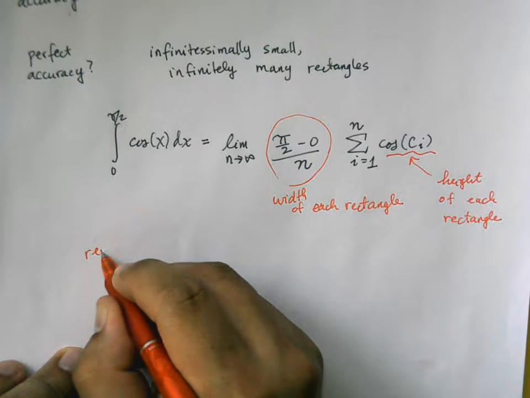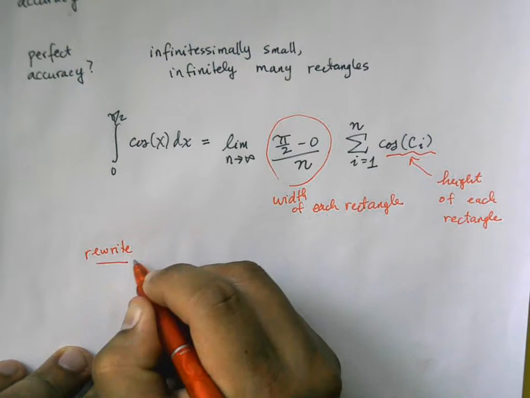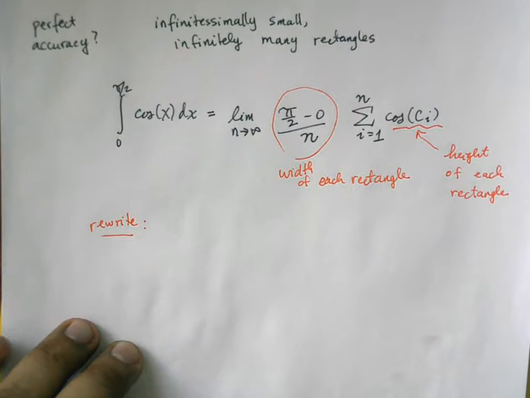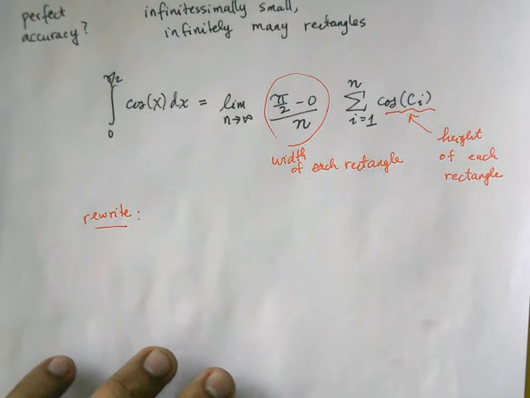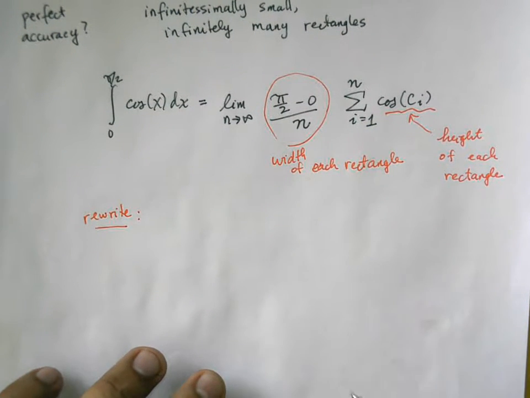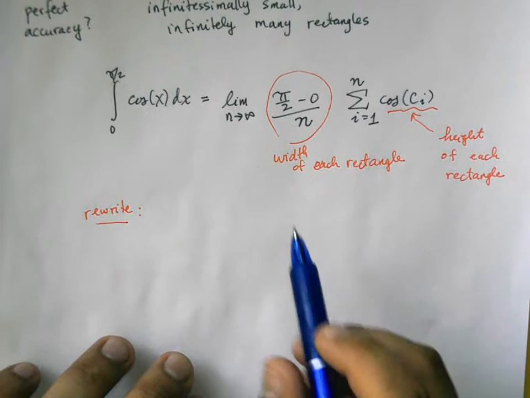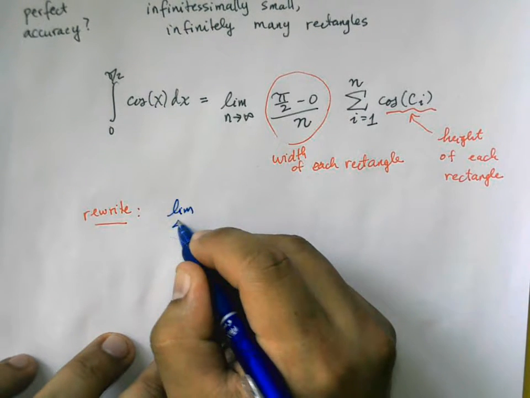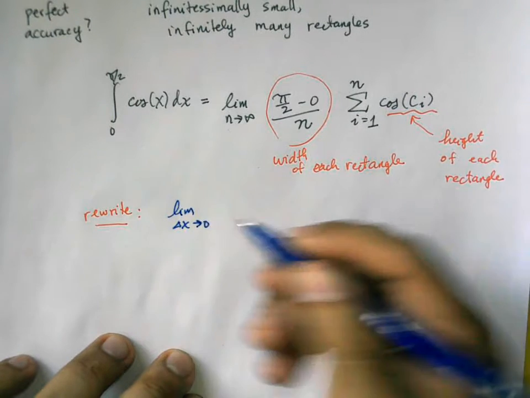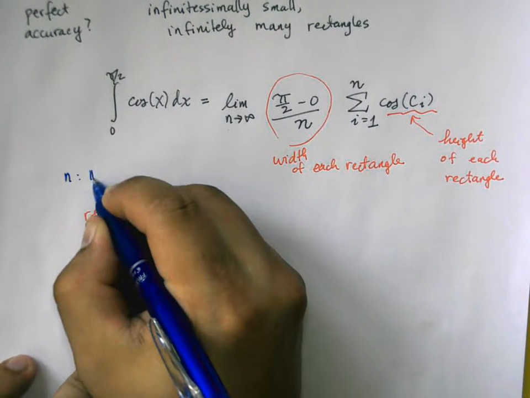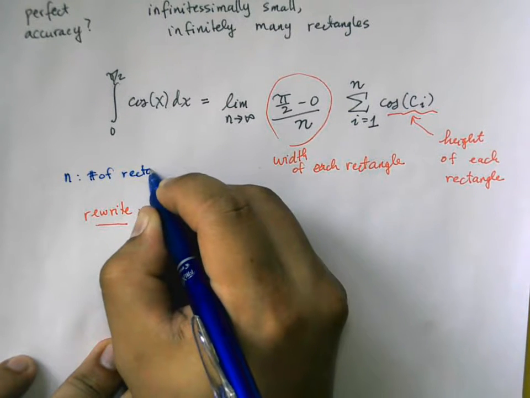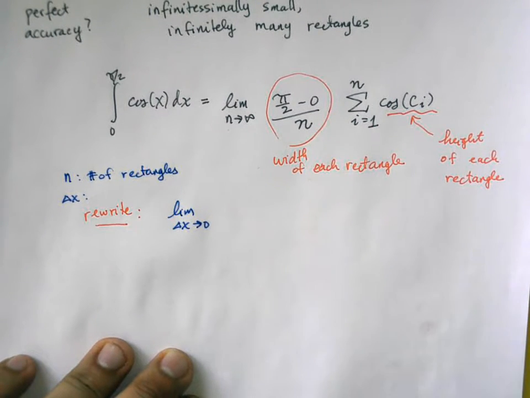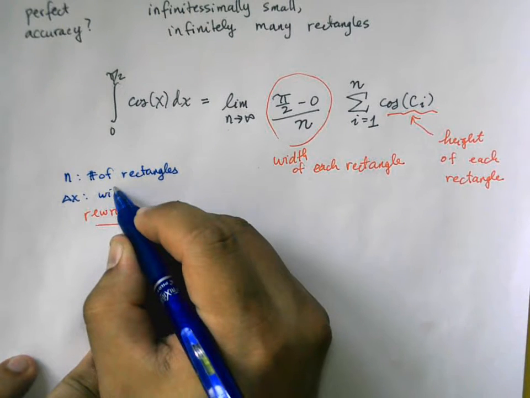Now we're going to rewrite a few things, and at this point, once again, it's important for you to understand how this works. I'll explain why it works at the end of all of this. So we are going to rewrite a few things here. Instead of n going towards infinity, we're going to say the limit as delta x approaches 0. Instead of n being the number of rectangles going towards infinity, we're going to take the limit as delta x approaches 0, where delta x is the width of each rectangle.